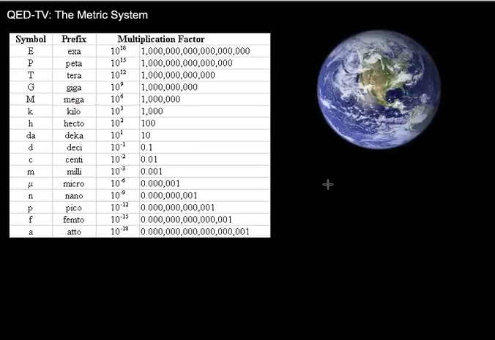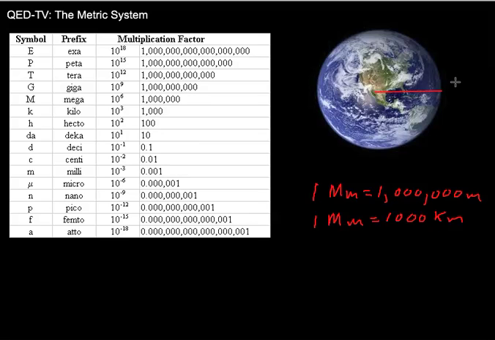So we're going to look at something pretty big here. 1 megameter is 1,000,000 meter sticks lined up end to end, or 1 megameter would equal 1,000 kilometers. So when we're talking about this, we have to talk about the radius of the Earth. I could measure the radius of the Earth, and that happens to be, rounding it off a little bit, basically 6.4 megameters.